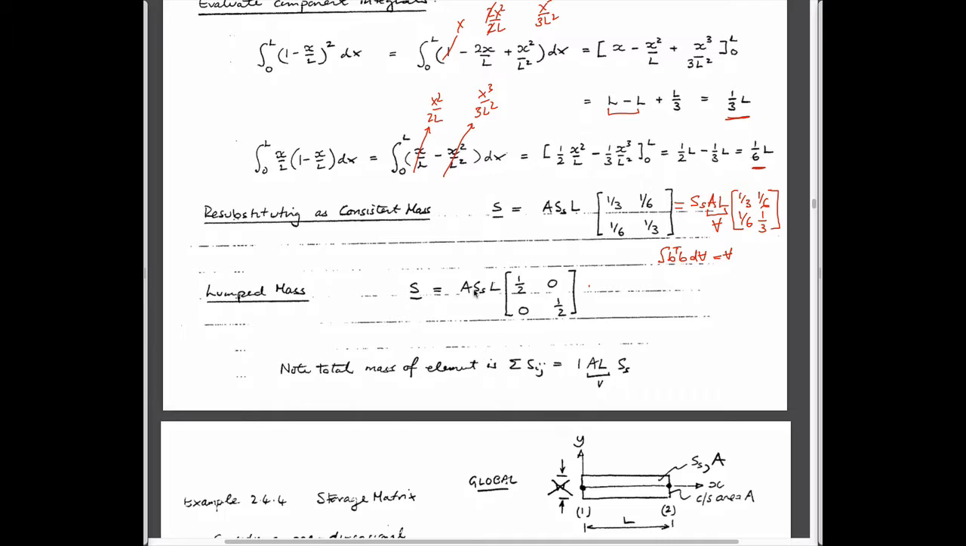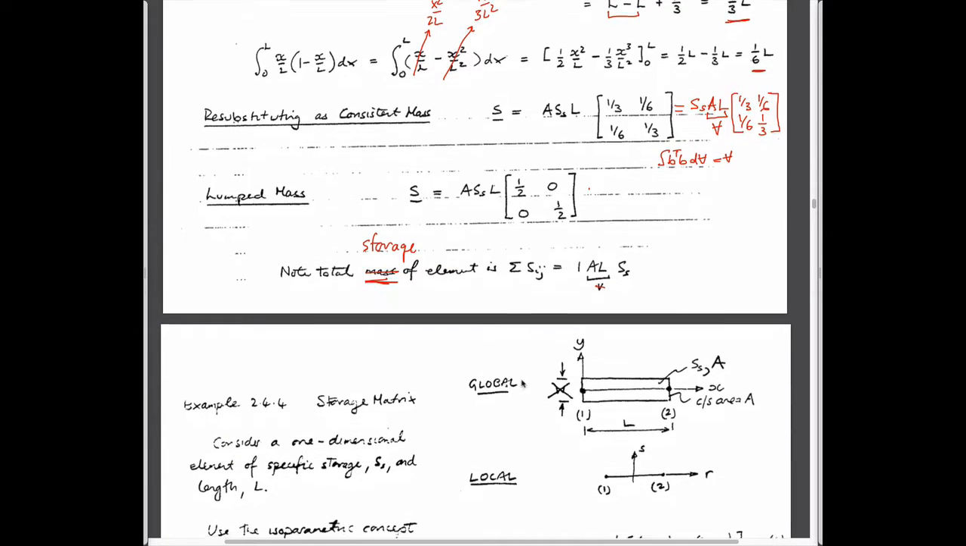And so we have this. And I think this makes the same point, that the total mass, total storage of the element, this really shouldn't be mass, it should be storage, I think, is equal to the volume of the element multiplied by specific storage. And so that's the sum of these. So that's one way of doing it. So we started on the hour, so we need to finish a quarter after. Okay.